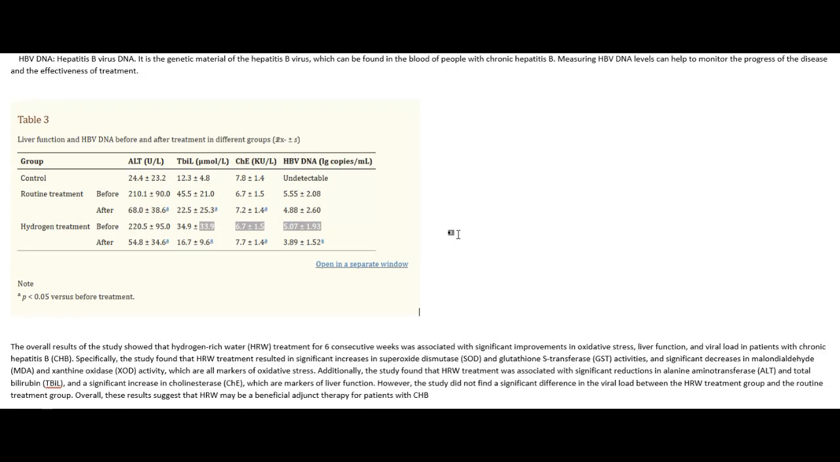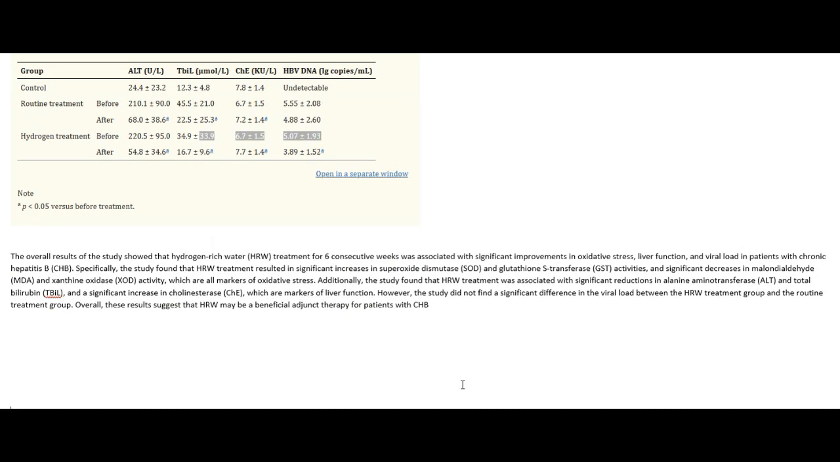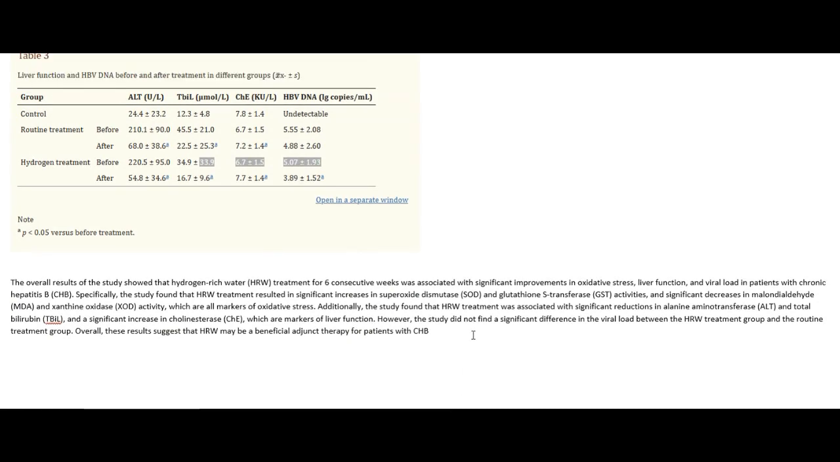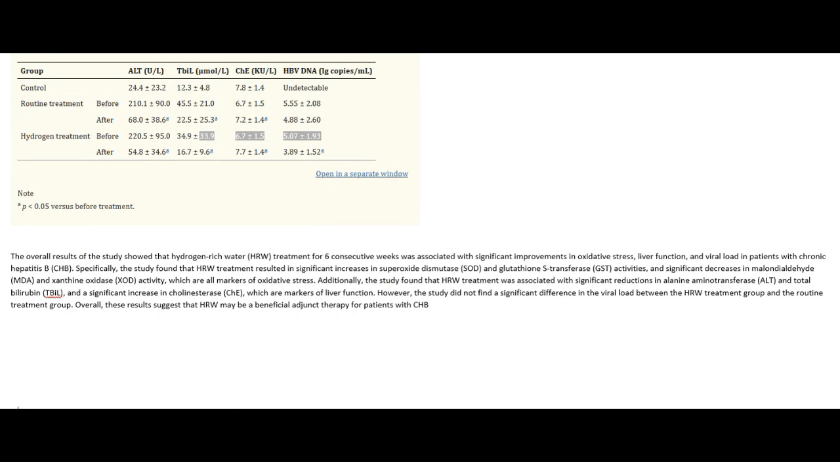Additionally, the study found that hydrogen-rich water treatment was associated with a significant reduction in alanine aminotransferase, or ALT. So another question for you is the effect of hydration, or drinking extra water, on XOD. Wait, say it again.